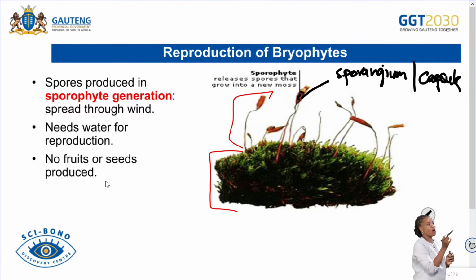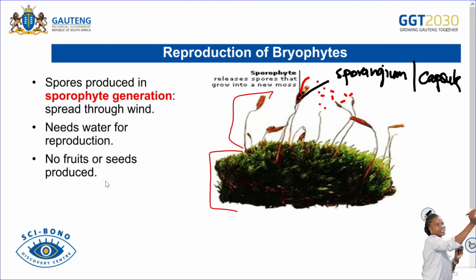So what is happening when these spores inside the sporangium or capsule mature? The sporangium ruptures, and the calyptra or the operculum opens up. The spores will then be released, and when they are released, they will be dispersed by wind. In other words, these spores will end up on the substrate.